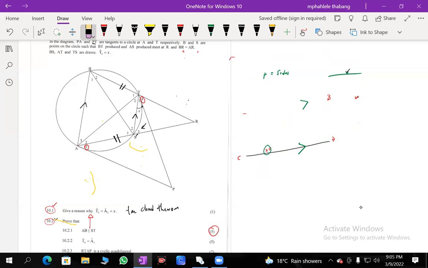Can you send me your work? I just want to see what it is that you were doing. Whatever you were writing, can you take a photo and send it on my WhatsApp?